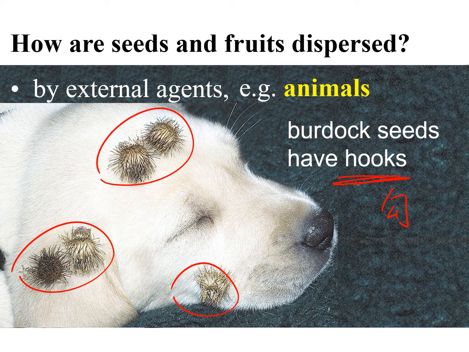And these hooks allow them to stick on the fur or the clothes of humans or animals. So when the humans and animals move to far away places, you bring the seed and also the fruit with you. And this takes them a very far distance from the parent plant. Again, this is a fruit dispersal method by animals.